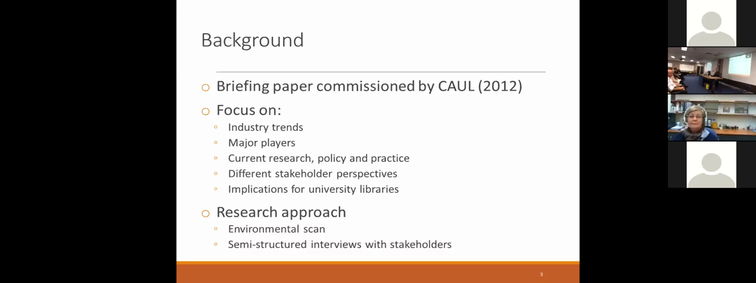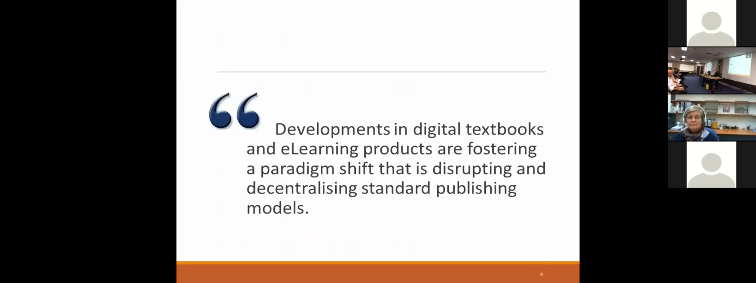So 2012, that's actually 3 years ago, but I'd probably argue that there's not been gigantic leaps forward over those 3 years. So it's going to be very interesting for me today to see what's been coming out of practice over the different universities. One of the key aspects of what we were looking at at that stage was this quote here: developments in digital textbooks and e-learning products are fostering a paradigm shift that is disrupting and decentralizing standard publishing models. So this interplay with publishers is a very key aspect of the e-textbook scene.